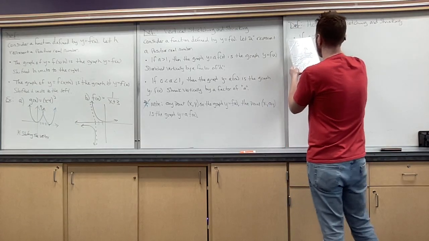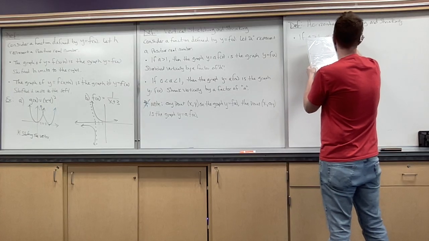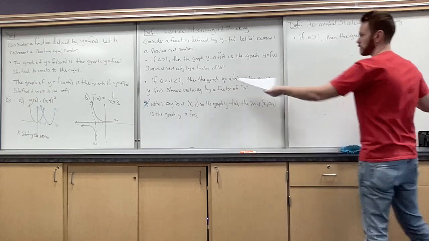So if A is greater than 1, then the graph, now here's where it changes. So look where A was with the vertical stuff.